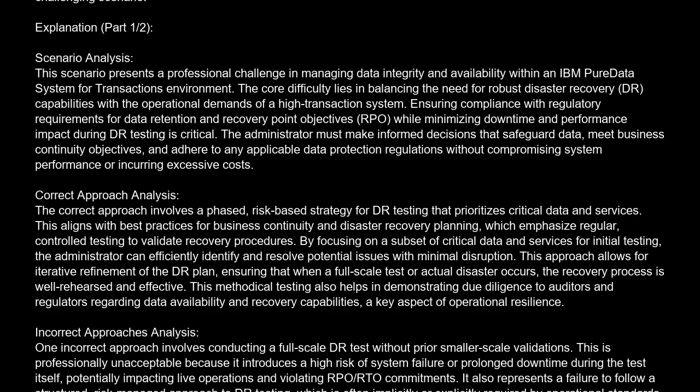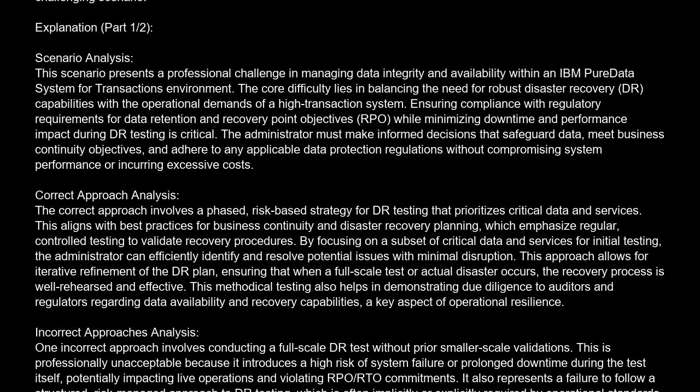Incorrect approaches analysis. One incorrect approach involves conducting a full-scale DR test without prior smaller-scale validations. This is professionally unacceptable because it introduces a high risk of system failure or prolonged downtime during the test itself, potentially impacting live operations and violating RPO/RTO commitments. It also represents a failure to follow a structured, risk-managed approach to DR testing, which is often implicitly or explicitly required by operational standards and potentially by regulatory guidance on business continuity.